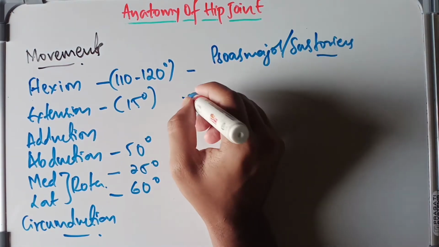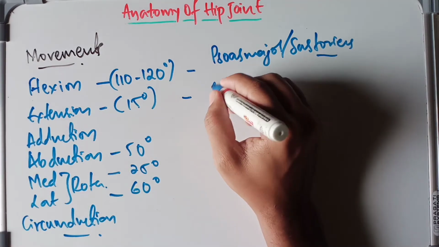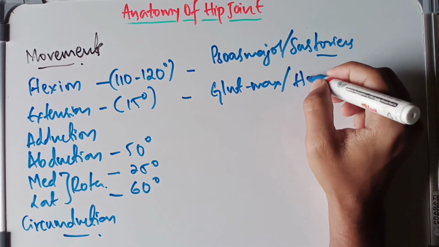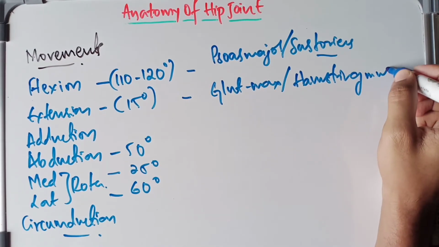When it comes to the extension, it is by the gluteus maximus as well as the hamstring muscles. Extension is by the glute max as well as the hamstring muscles. They help in the extension of the hip joint.